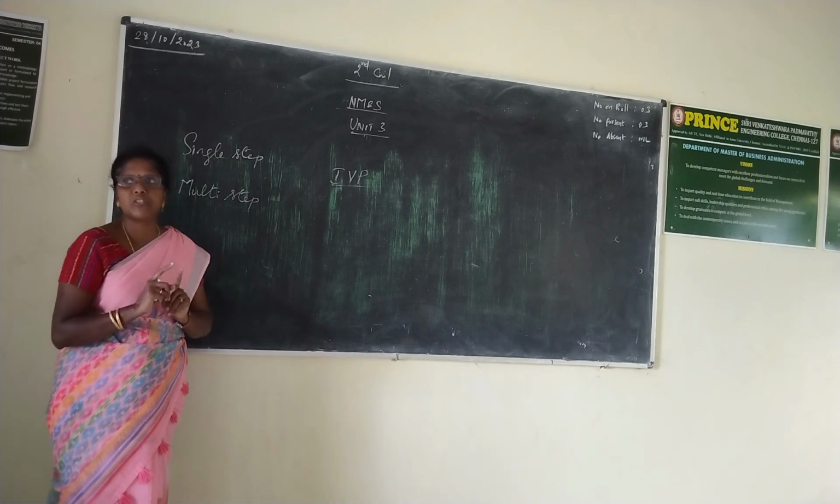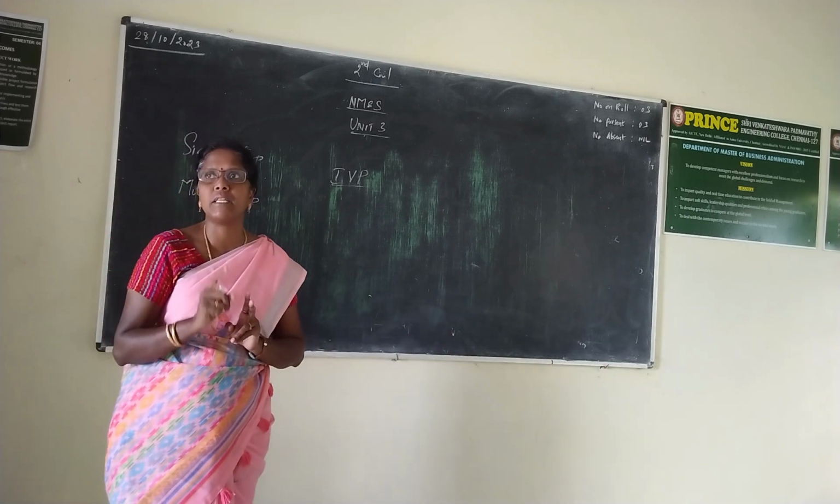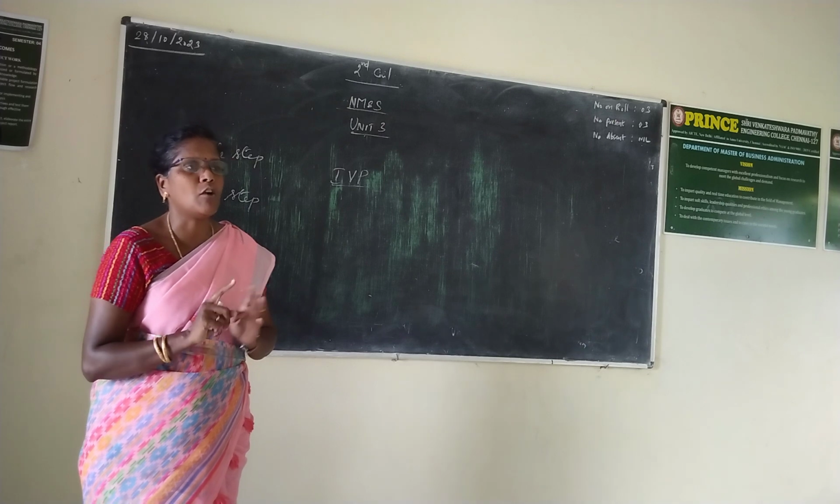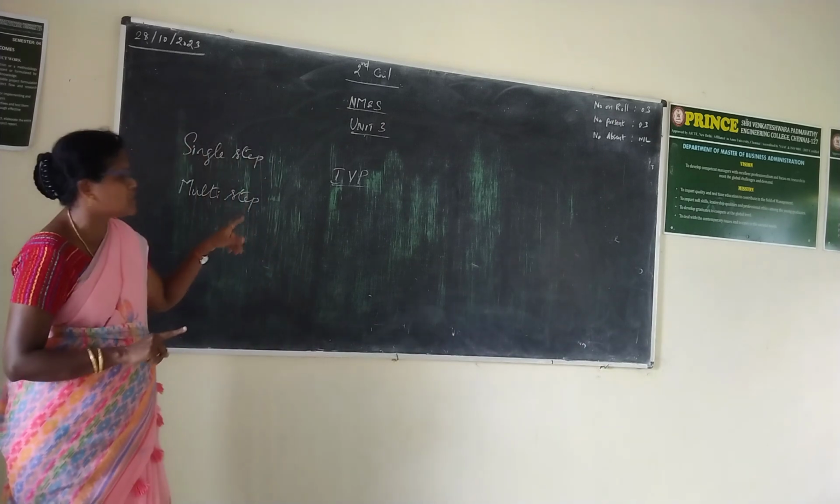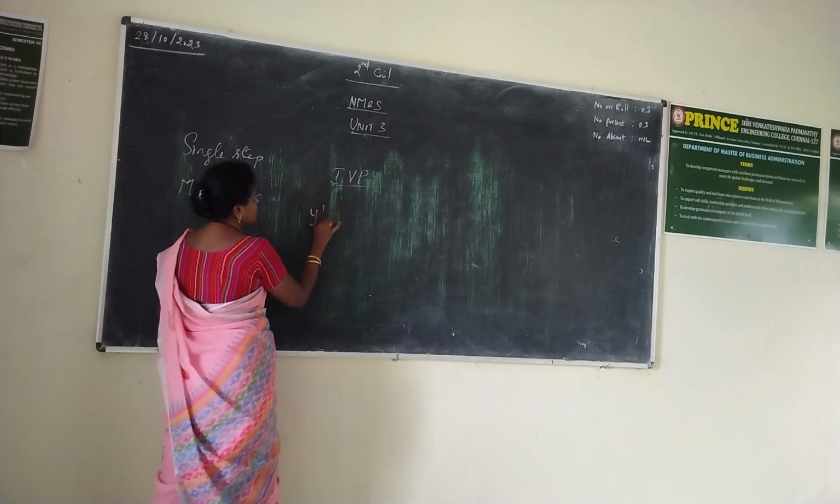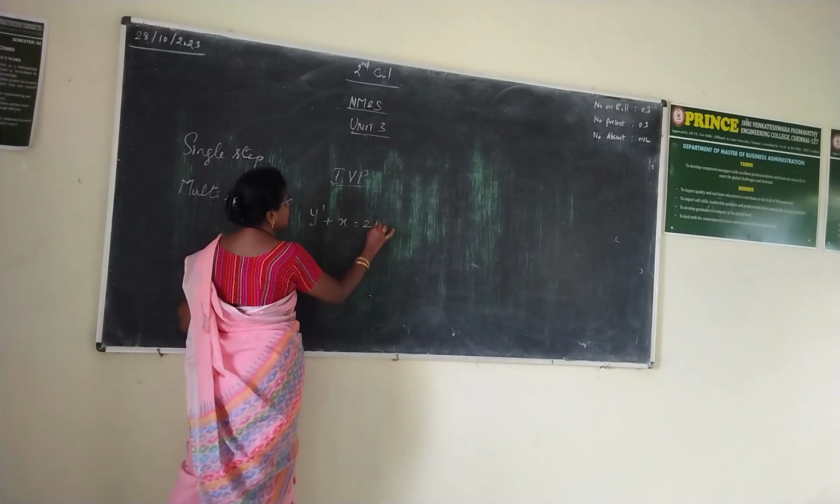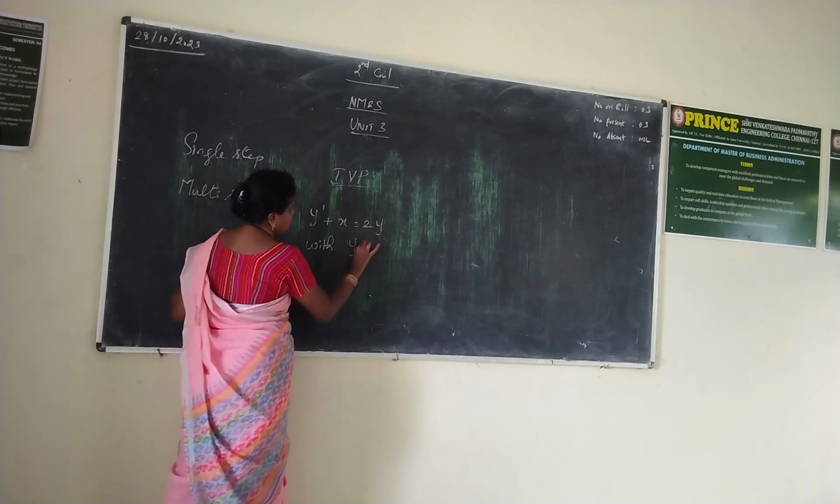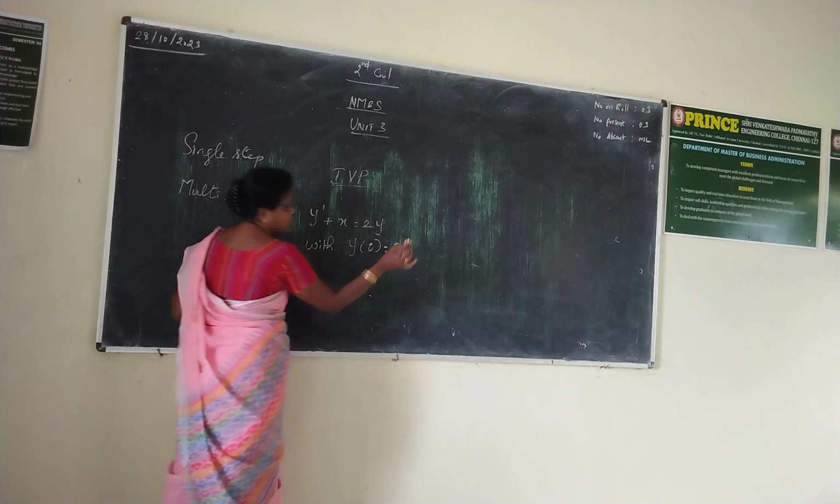Okay, if the condition is going to be given for more than one point, then it is called the boundary value problem. Okay, but we are not going to discuss boundary value problem, we are going to discuss only the initial value problem. For example, you may be given an equation y dash plus x is equal to 2, at which the boundary condition y of 0 is equal to 2.